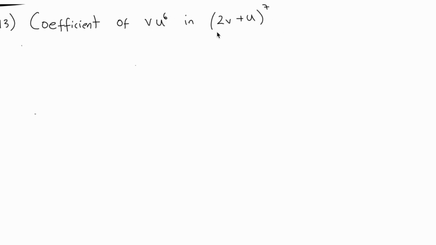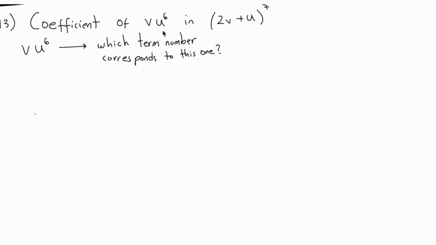So if I do this expansion, you can grab the Pascal's triangle, go to row number 7, do the expansion, and then find which term has a bu^6. But there is a way quicker way of doing this. If you have a bu^6, this one is telling me the term number, no? This one is telling me exactly what is the value of r.